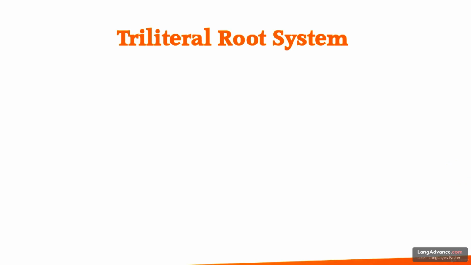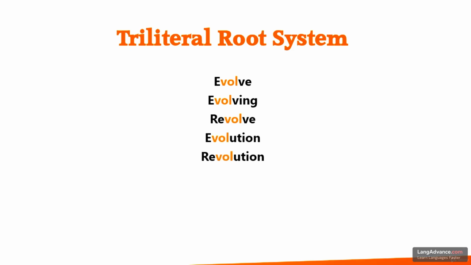Now let's look at the triliteral roots. To illustrate this concept, I will use a series of English words. Evolve, evolving, revolve, evolution, revolution, revolving. So as we can see, all of these words have VOL at the base. And these words having VOL at their base have similarity in their meaning. So it has the idea of circling, something circling.